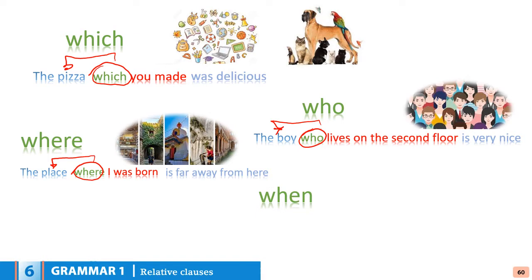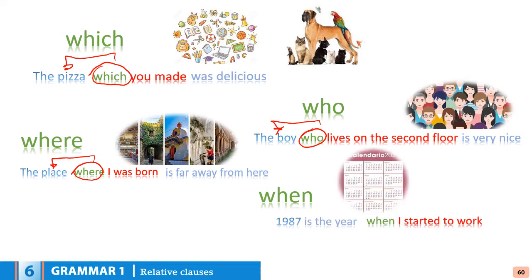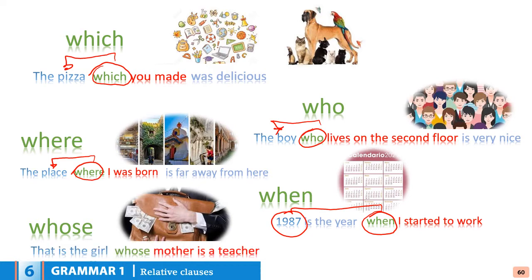Talking about time, we're going to use when. 1987 is the year when I started to work. So this refers to the year, okay? And if I want to express possession, we're going to use whose. That is the girl whose mother is a teacher. In this case, this pronoun indicates that this girl has got a mother.